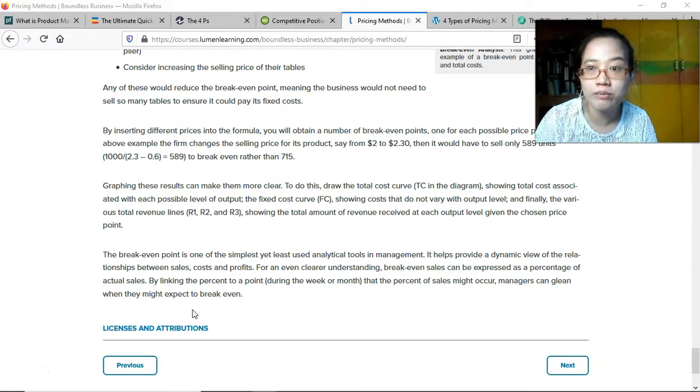So essentially, this is very important, especially for small businesses. They want to ensure that they are at least going to break even, if not, profiting from their endeavors. Of course, no business would want to incur losses. So they have to make sure that they compute their break-even point, so they know how much they need to sell for a particular period of time.